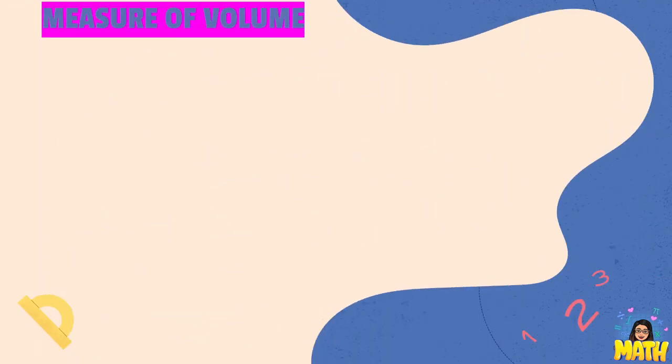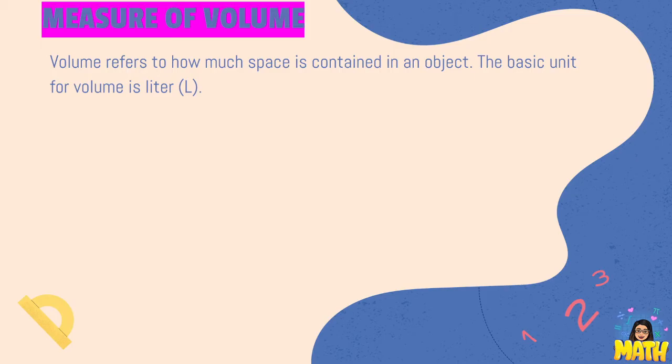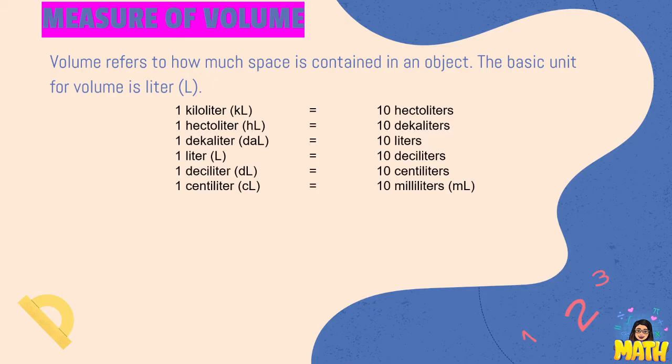Now let's proceed to the measures of volume. Volume refers to how much space is contained in an object. And this time, the basic unit for volume is liter. So, karaniwan ginagamit natin ang units of volume if we are talking about the space or the amount of liquid in an object. It consists of the length, width, and height of a 3D figure. So, here, kung kanina ang ating basic unit ay meter for the length or area, this time, kapag volume, we will be using liter. So, here are some equivalent units.